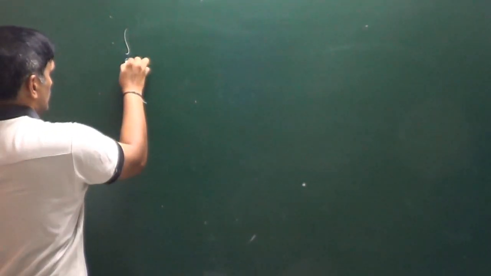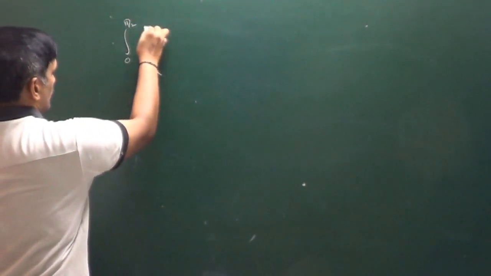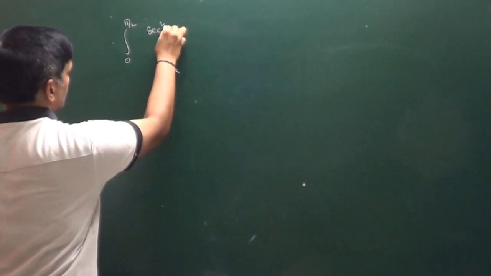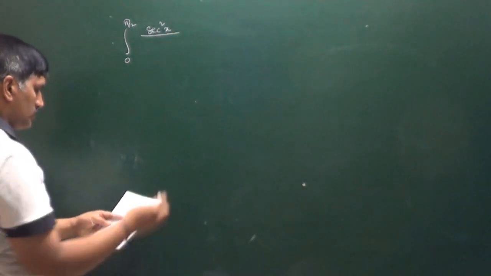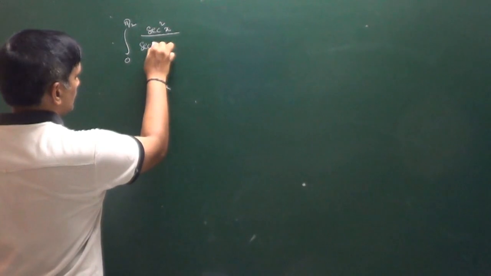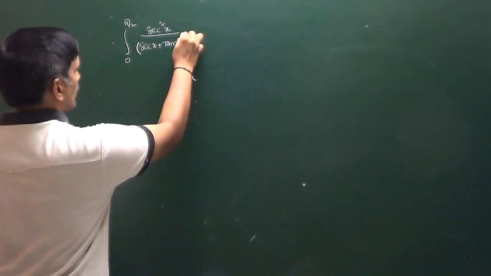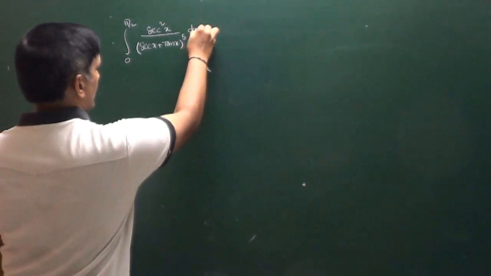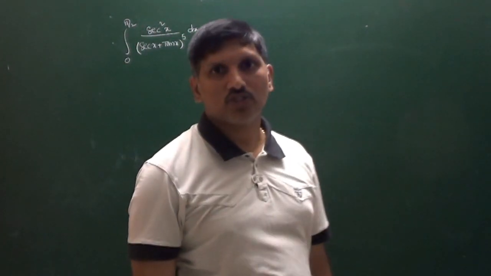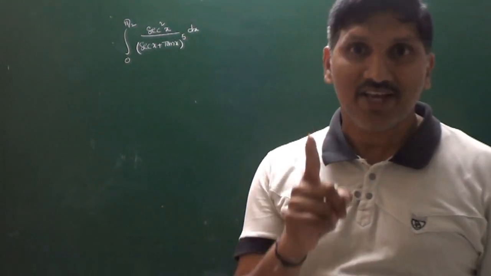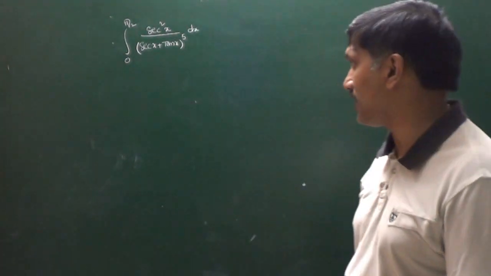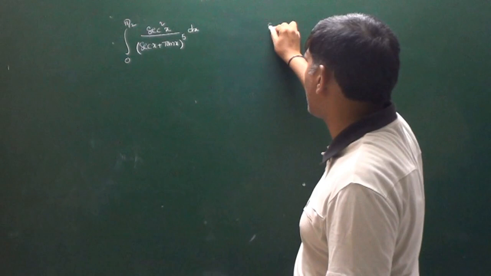So this is the question given here. Integral 0 to pi by 2 of secant square x divided by (secant x plus tan x) whole to the power of 5 dx. So how to tackle this question? Earlier secant x was there, but now secant square x is there. Let us participate in the discussion here.